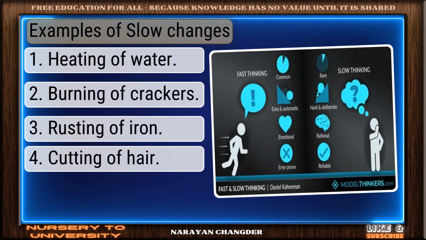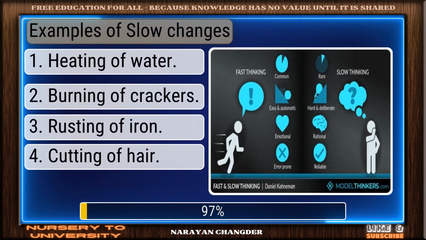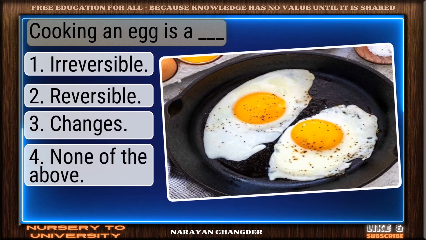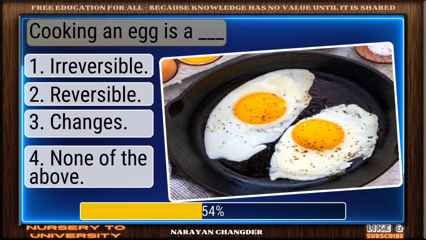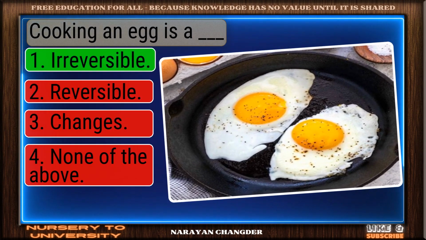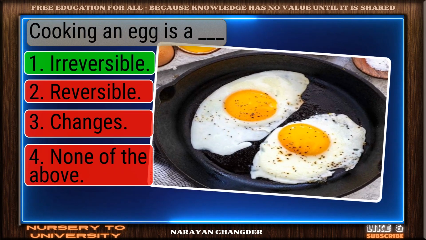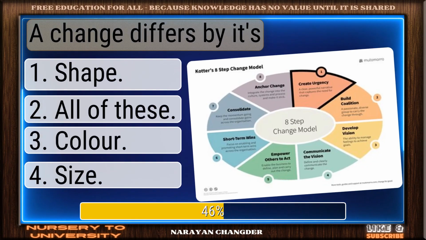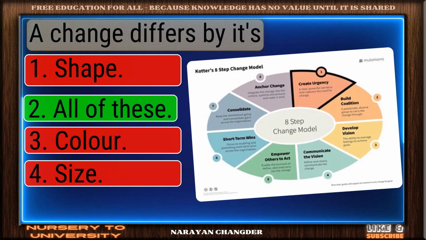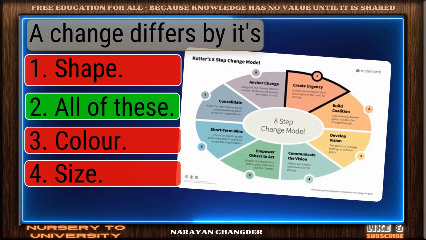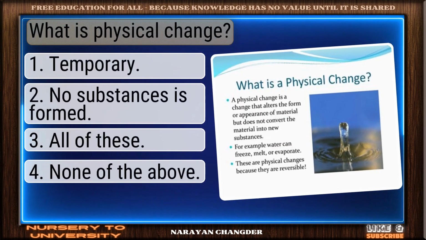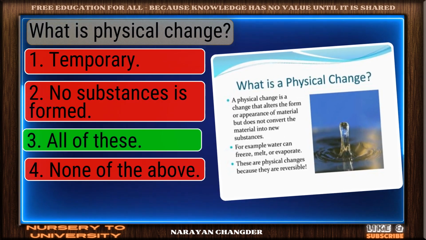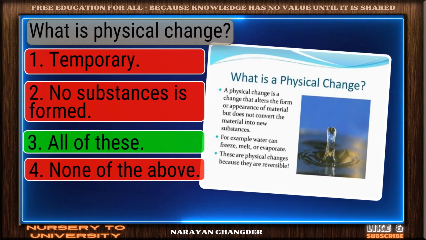Examples of slow changes. Solid response. Rusting of iron is a valid choice. Cooking an egg is a dash. Clear logic. Your choice irreversible is sound and 100% true. A change differs by its. You're right. All of these is the correct answer. What is physical change? Correct. All of these is the right answer.